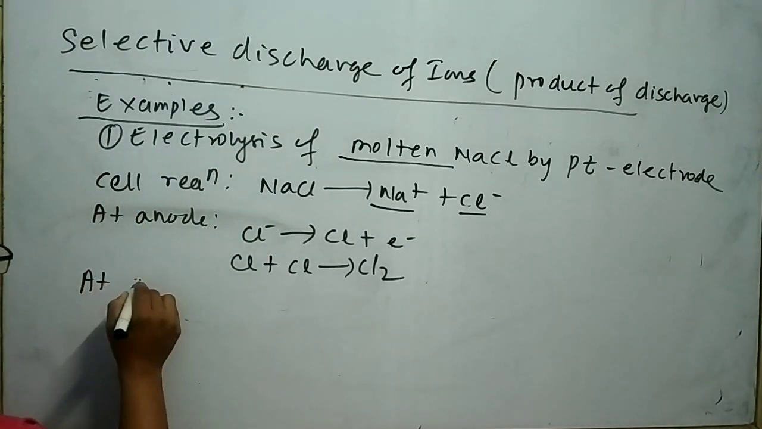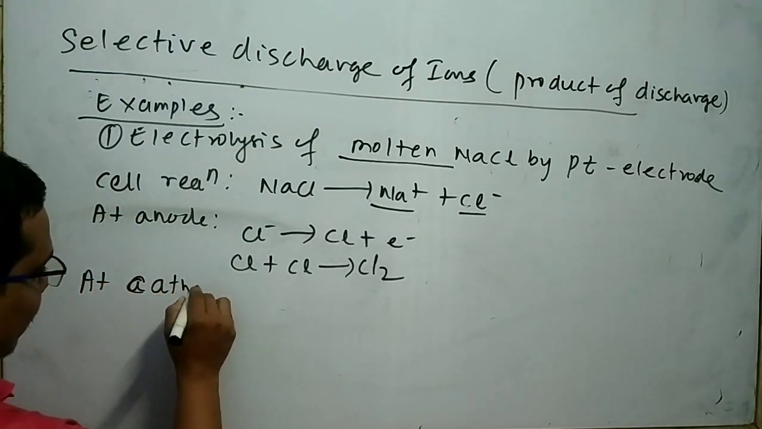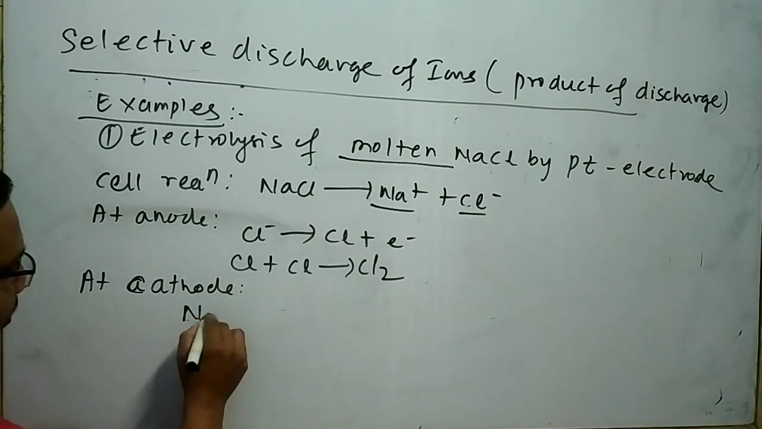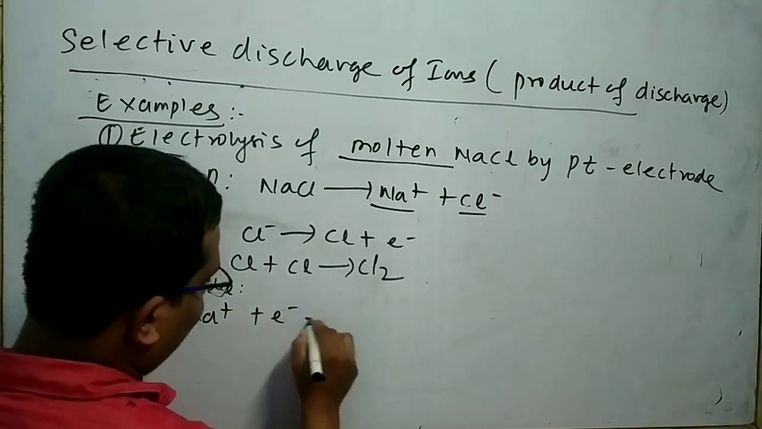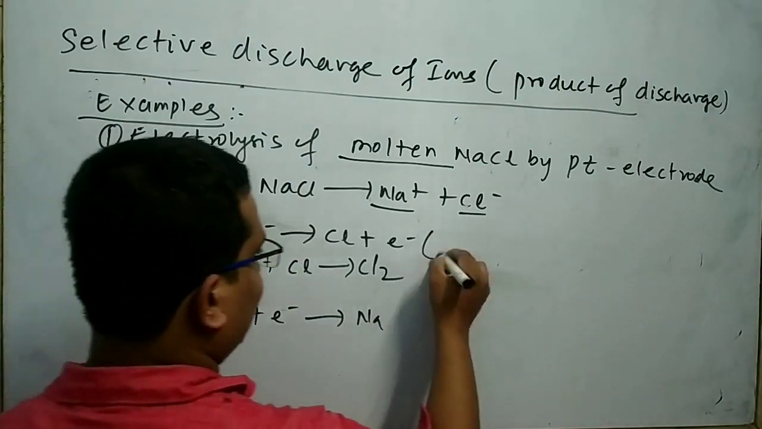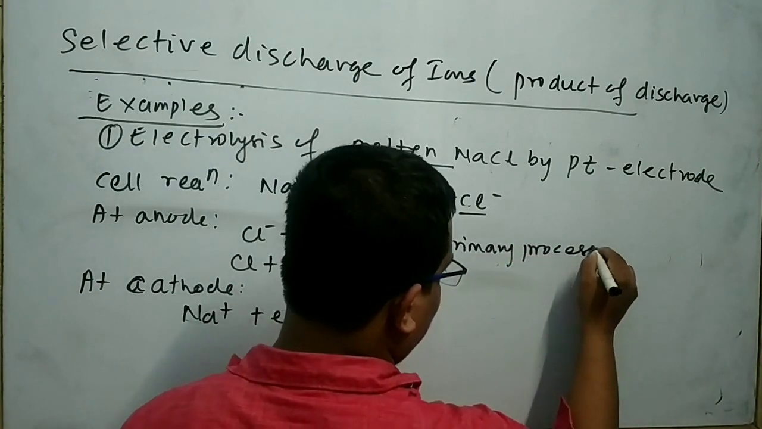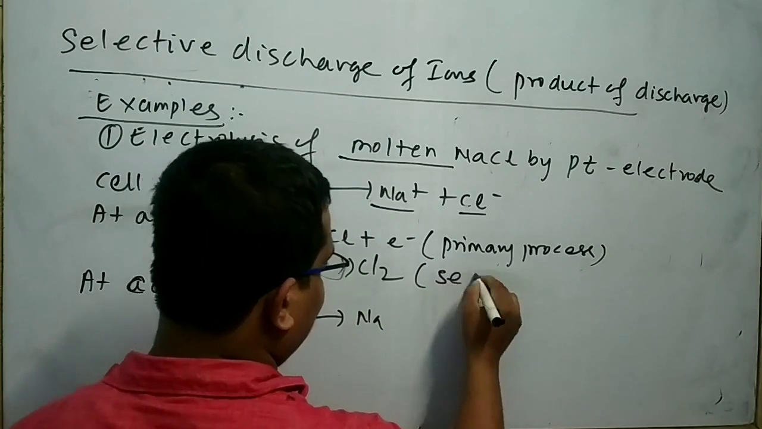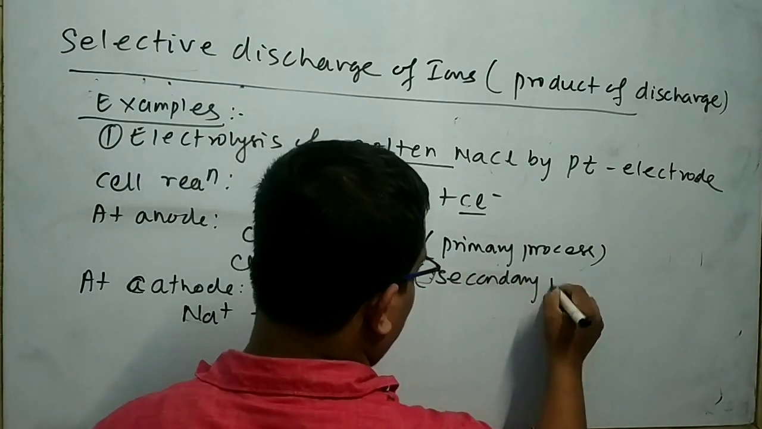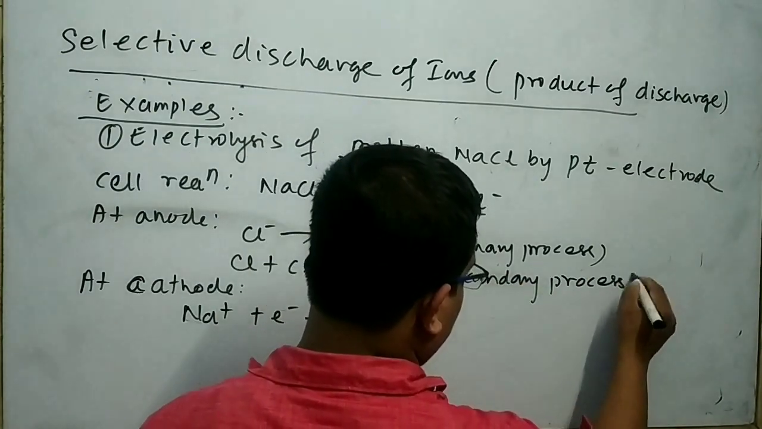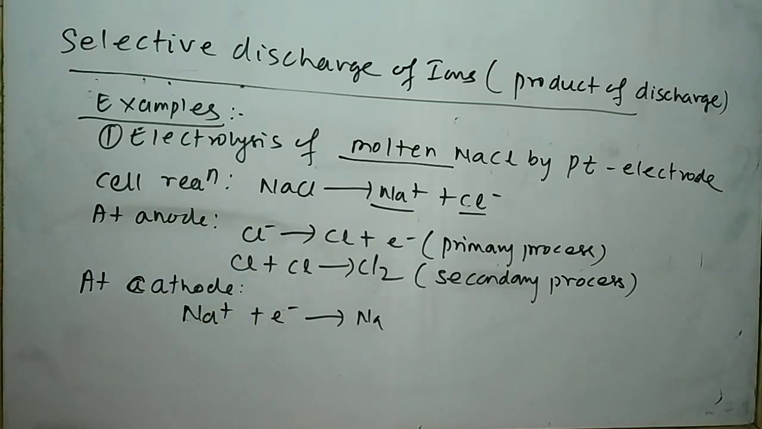At the cathode, Na⁺ plus an electron gives Na. This is said to be the primary process, and this is said to be the secondary process. This is all about the reactions related to the electrolysis of molten NaCl.